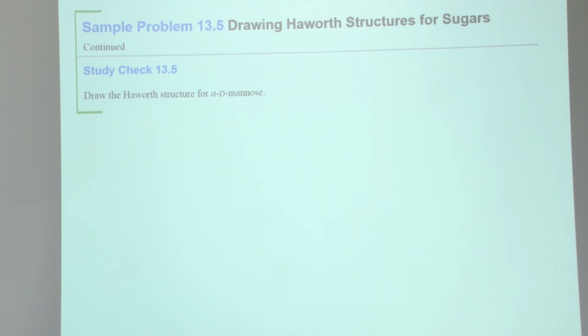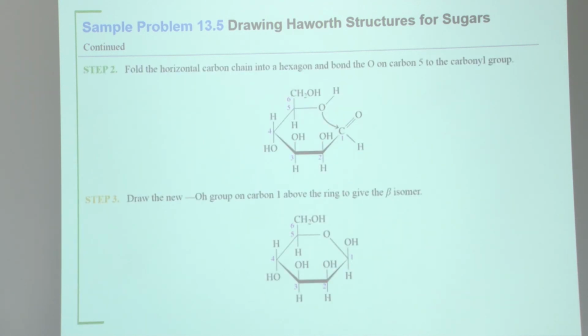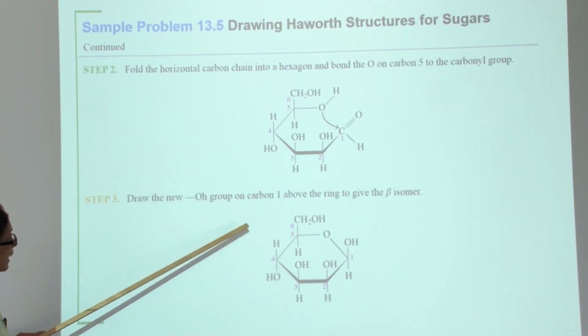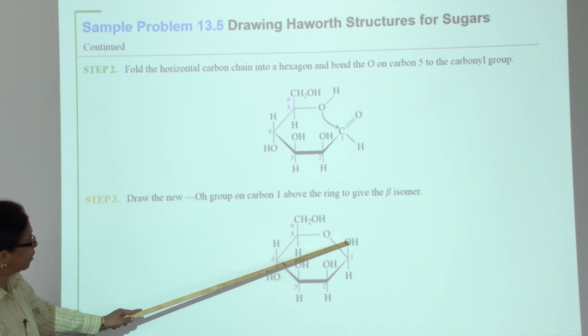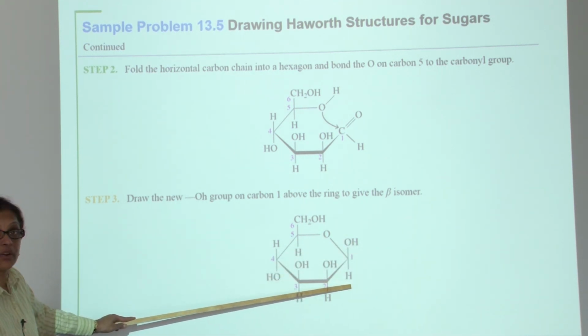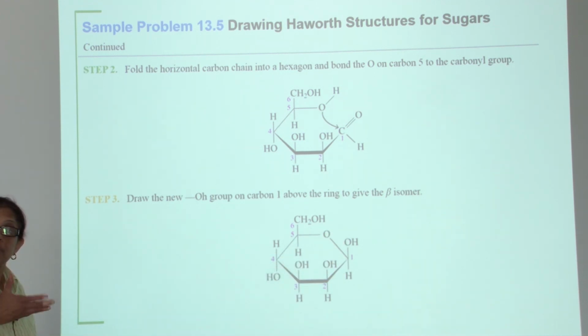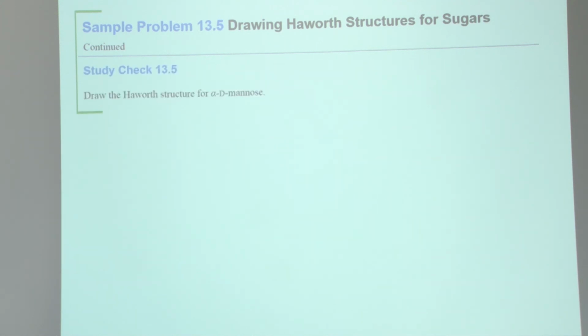Draw the Haworth structure for alpha-D-mannose. So you have the same. The next question, we do the same process, but the OH is below the ring and the hydrogen is above the ring. So if you turn it around, you are creating the alpha stereoisomer, and that's the Haworth structure in this particular case.